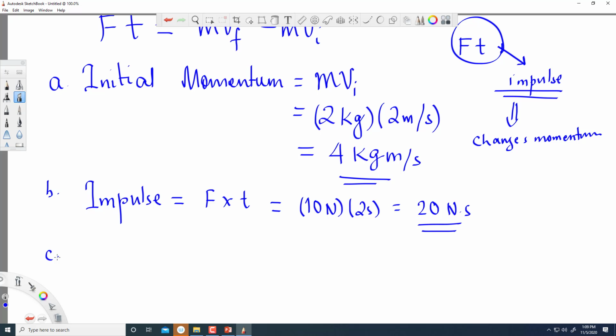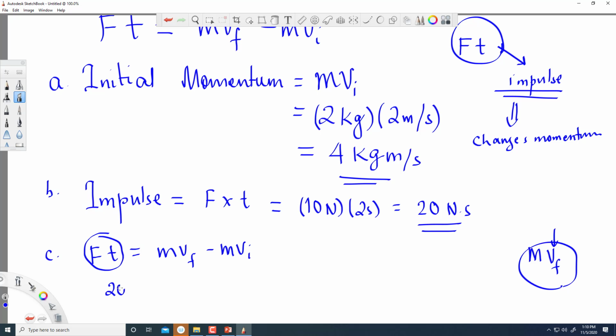What is the final momentum of the object? So to find the final momentum, you can use this formula. Final momentum is m times v final. But we don't have this final velocity, so we cannot use this. So we need to use our impulse momentum theorem. Okay, our impulse momentum theorem is that force times time is mv final minus mv initial. So use this formula. Force times time, we already found this one. So this is 20, okay, impulse. That's the impulse F times t.